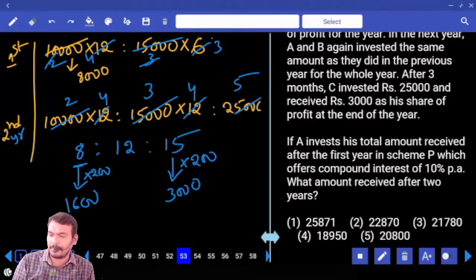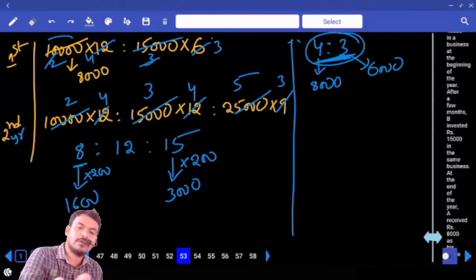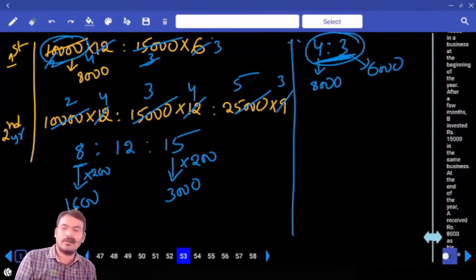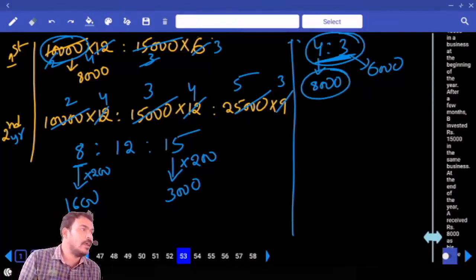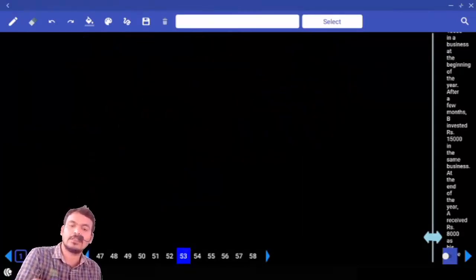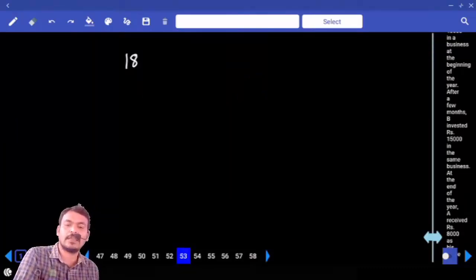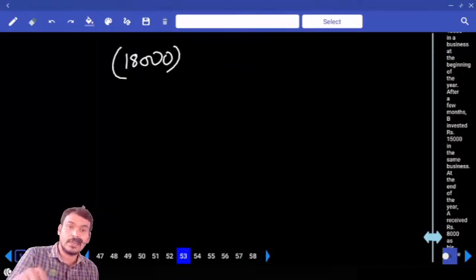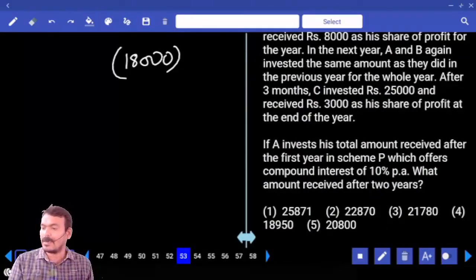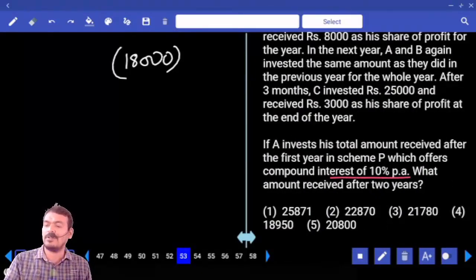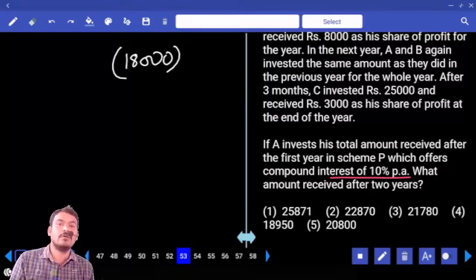Next 53. If A invested the total amount received after the first year in scheme P, which offers compound interest at 10% per annum, what amount received after 2 years? What is the A investment? 10,000 in first year. But A getting profit in first year? 8,000. Total investment? 18. Total how much value getting? 18,000. That 18,000 is the received amount in first year or second year? First year. It is reinvested in another company P, which offers compound interest 10% per annum for how many years? 2 years.